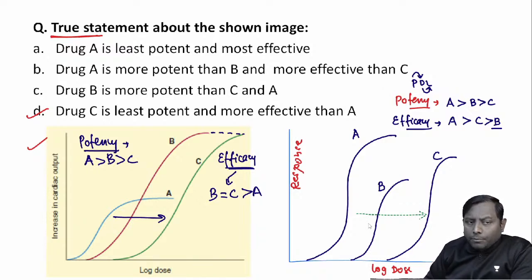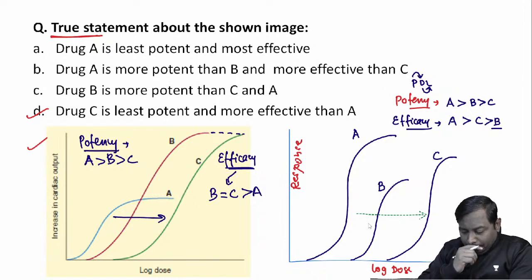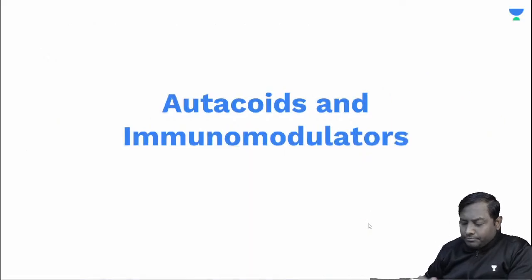Option B, drug A is more potent than B. So A is more potent than B, yes, half of the statement is correct. And more effective than C, again, the other half of the statement is wrong. Option C, B is more potent than C and A. Undoubtedly, B is more potent than C, but it is not more potent than A.